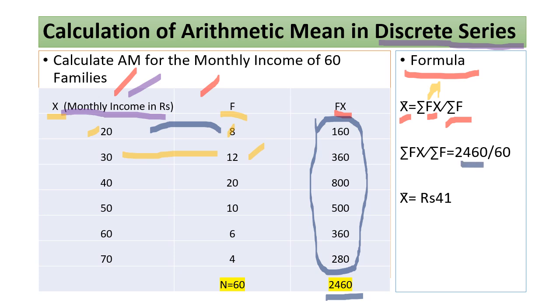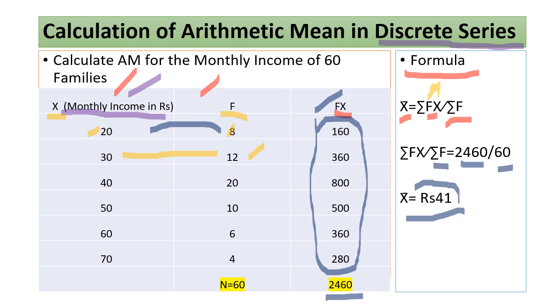Now this sum total of the product of f and x, you will divide it by the sum total of the frequency. So the sum total of the product of the respective values multiplied with their frequencies, you divide it by the number of families, and this gives you an average of 41. Now, if I just take you back to what an average is, this average is nothing else but a single value which has a tendency to lie somewhere in the middle. So the average for this group of data comes out to be 41.